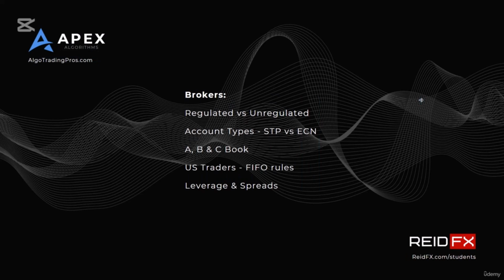Welcome to the brokers section. So in this section then, I'm going to cover regulated and unregulated brokers, and obviously give you a little bit of advice on the way to go. I'm going to talk about account types, so STP versus ECN, and which one is actually the cheapest and the best type of account for you to use. Then I'm going to talk about A, B and C book brokers and explain basically what you should look out for, what you should avoid.